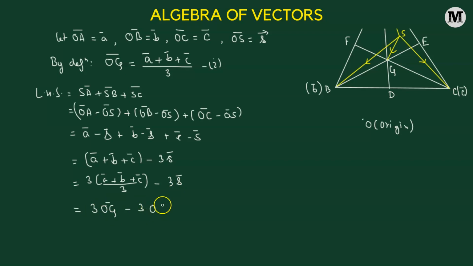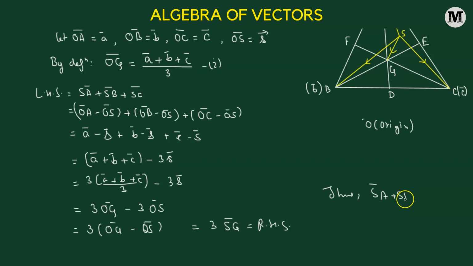Vector S is simply vector OS. Now what we can do is take 3 as the common factor. So we have vector OG minus vector OS. When we combine that, this is simply going to be vector SG, which is the expression on the right-hand side. So thus we have successfully shown that vector SA plus vector SB plus vector SC becomes equal to 3 times the vector SG, hence proved.